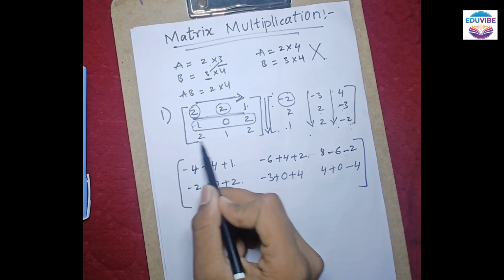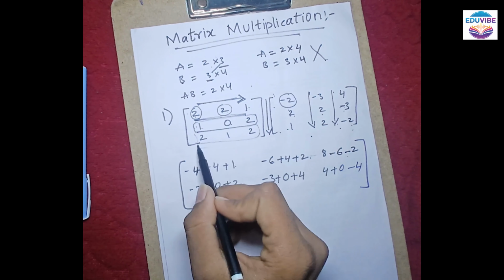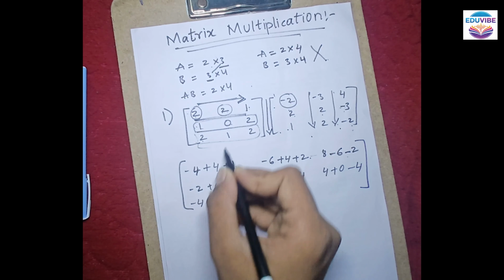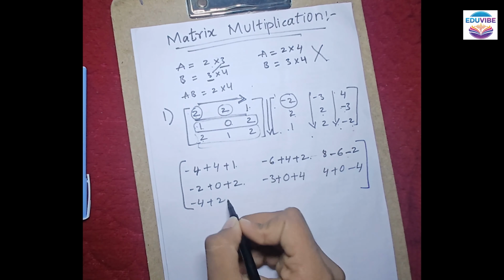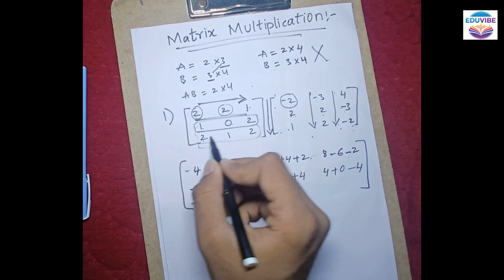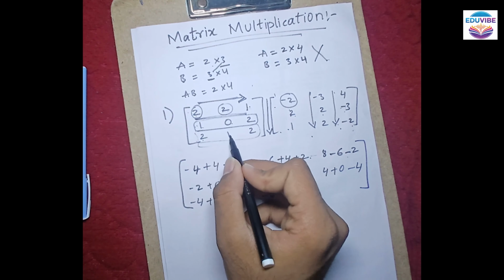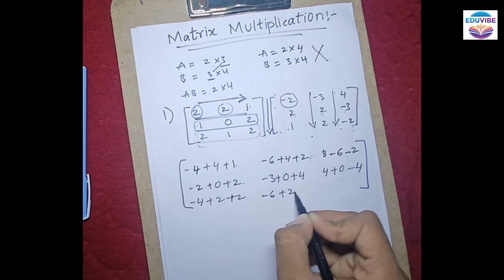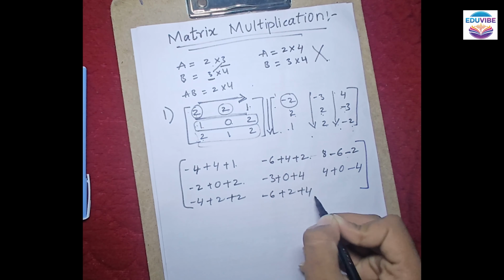Again this row into these three columns. Again 2 2 is 4, minus 4. 1 2 is 2, plus 2. 2 1s are 2, plus 2. 2 3s are minus 6. 1 into 2, 2. 2 into 2, 4.